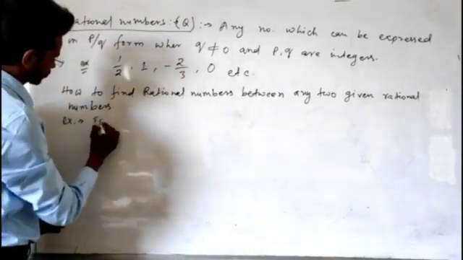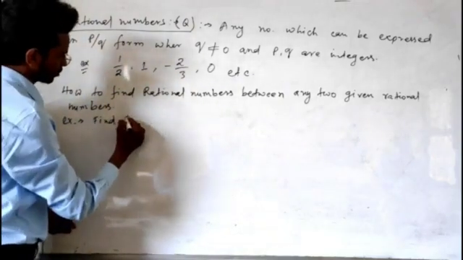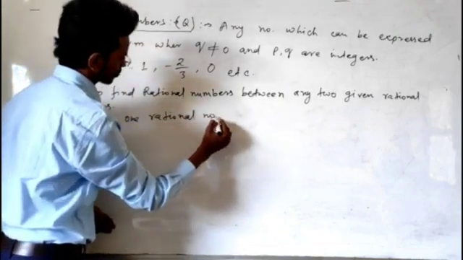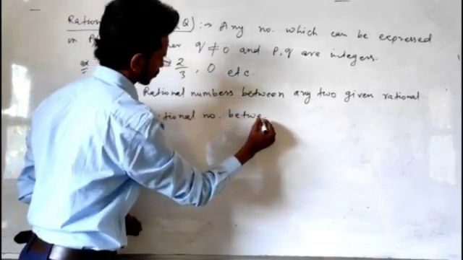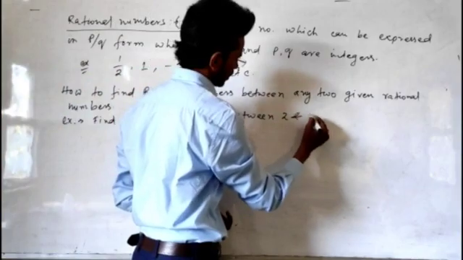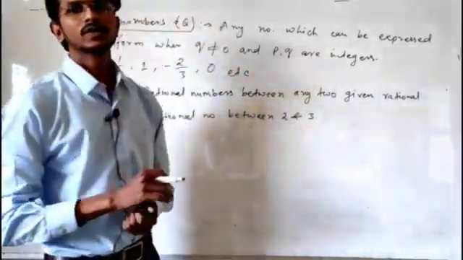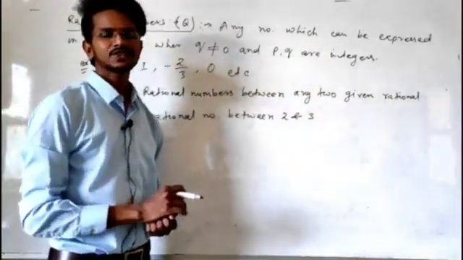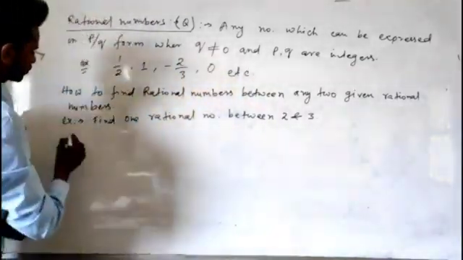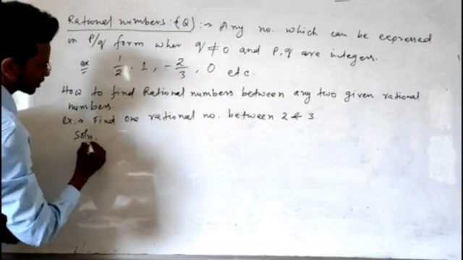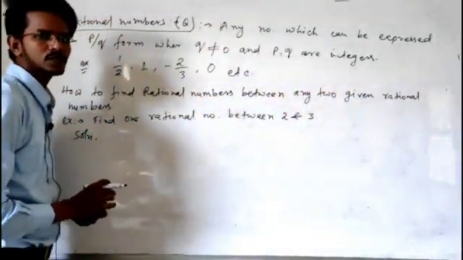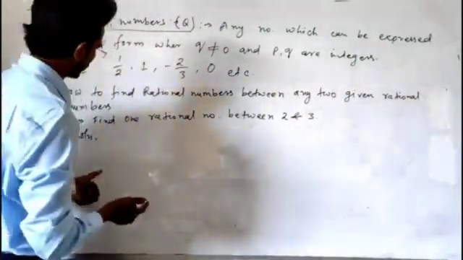Find one rational number between given two rational numbers 2 and 3. Firstly, we will learn one method that is called average method or mid method, we can say. Solution: firstly, we will use mid method or average method, then we will proceed towards numerator and denominator method.